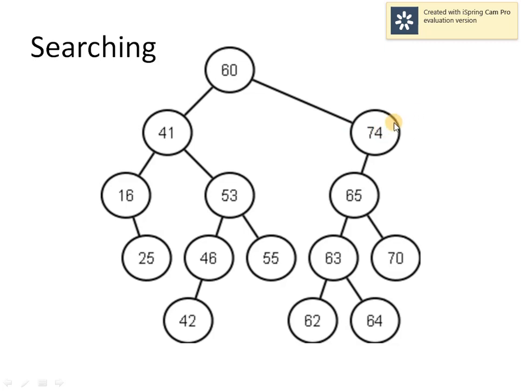So again, is 74 equal to 100? No. Is 74 greater than 100? No. Is 74 less than 100? Yes. So we have to move temp to right of temp. So in this case, right of temp is null. So we have to stop and report that the search is unsuccessful.